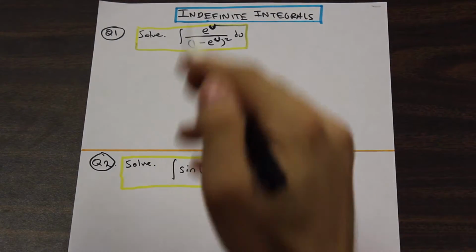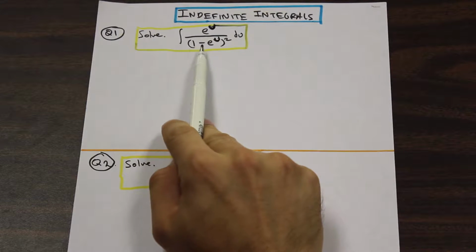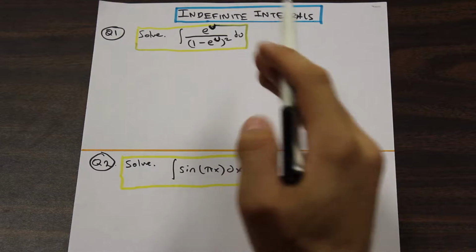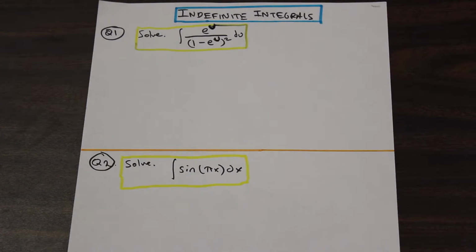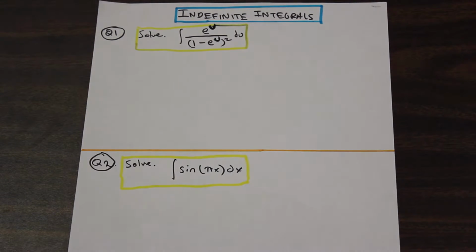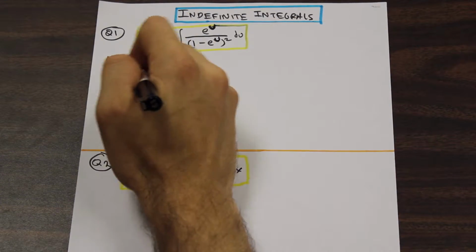The first question asks us to solve the integral of e to the u over (1 minus e to the u) squared du. This is a little bit of a trick because you're used to using u as your variable when you substitute, but there's already a u in this equation. It doesn't matter what you substitute with. You can use r or z or anything you want, but for the sake of simplicity we'll keep everything the same.